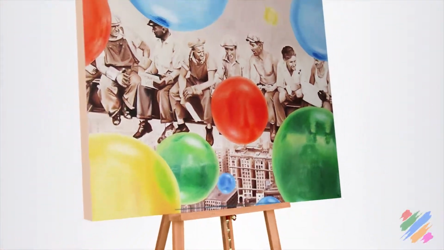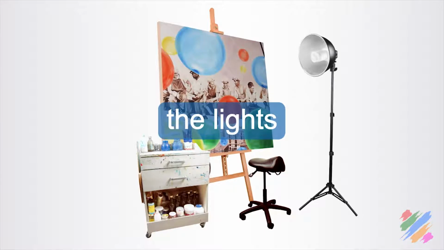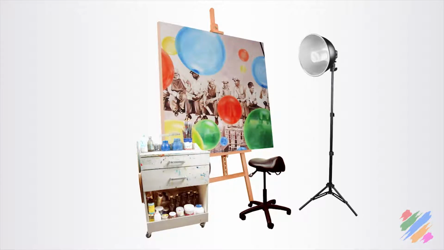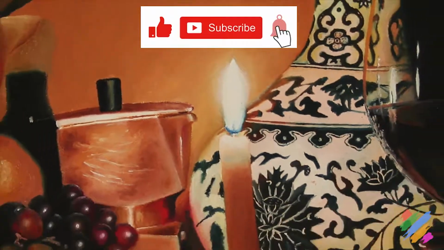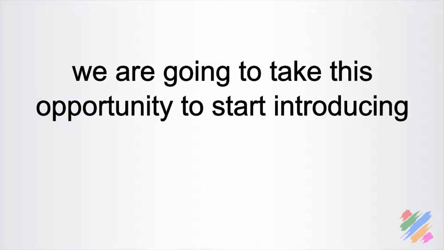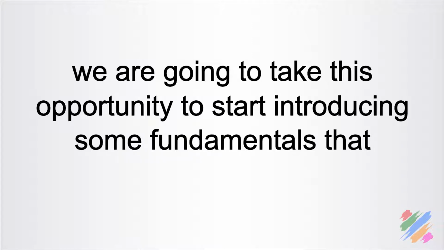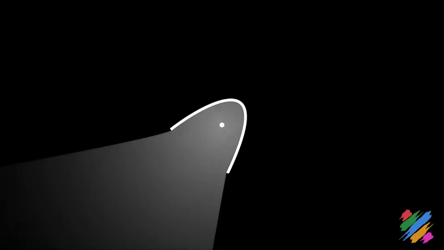To complete the discussion on our working space here, we will cover the lights. This is a very important subject because, as we said, the light isn't only outside but also inside our painting. So we're going to take this opportunity to start introducing some fundamentals that we will also use later. In particular, we're going to introduce some basic concepts of lighting and how we perceive it.